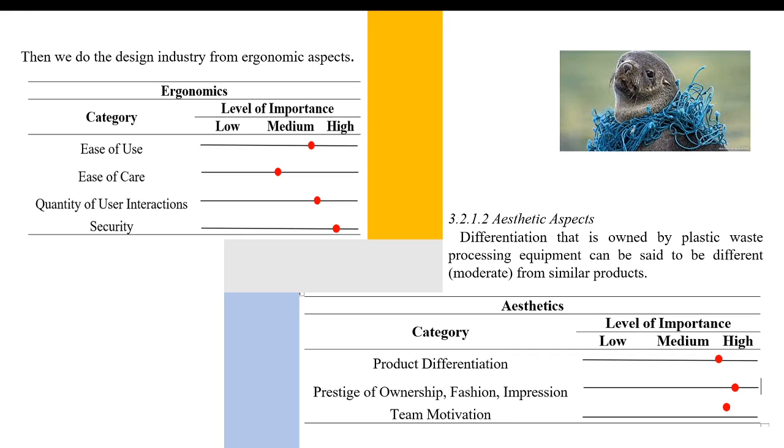Then we do the industrial design from the ergonomic aspect based on ease of use, ease of care, quantity of user interaction, and security. This is the result. And from the aesthetic aspect, based on product differentiation, prestige of ownership, fashion, impression, and team motivation. This is the result.